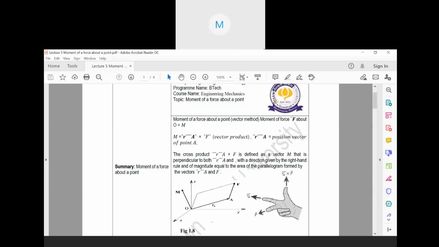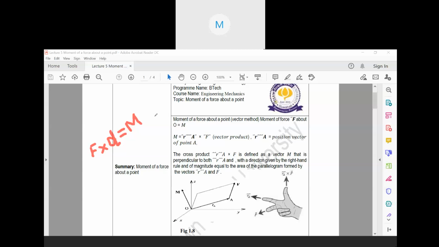Now, in the last class we discussed moment: force into D, F into D, was the moment. But that was in the case of scalars. Now, if it is vectors, then what is important is that we have to find out the vector product.